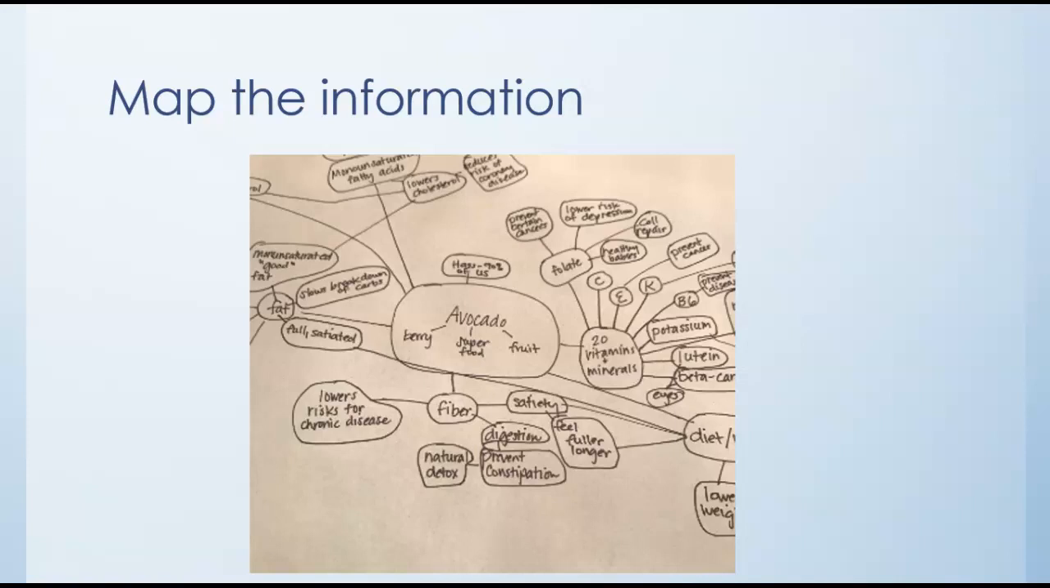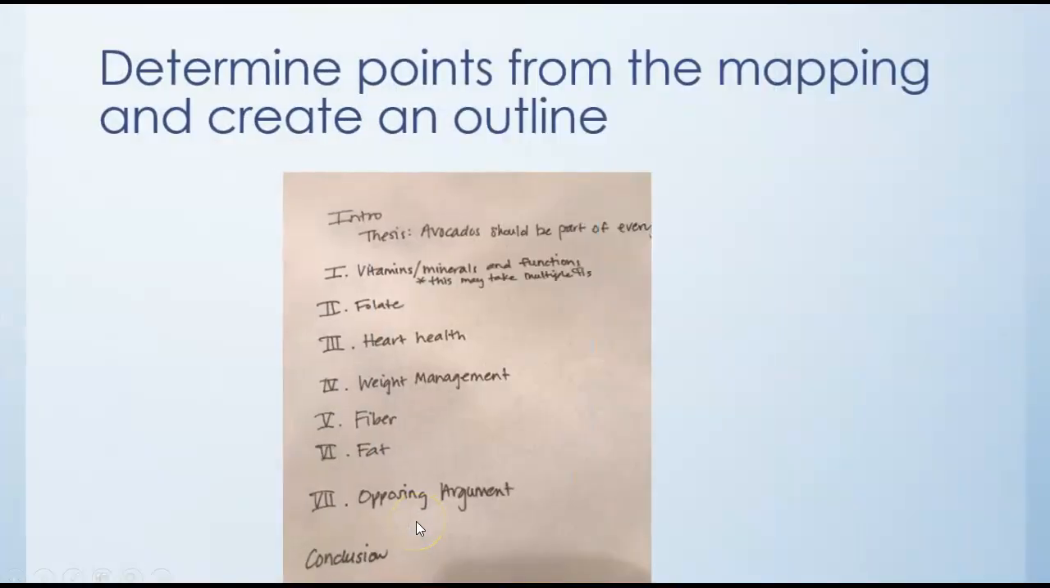Mapping out the information is a good way for you to see what are key points that you can use for your paper. Once you have determined what those key points might be, you can create an outline. So, for this paper, a possible outline would include points about the vitamins and minerals, folate, heart health, weight management, fiber, fat, and then of course a paragraph devoted to the opposing argument.